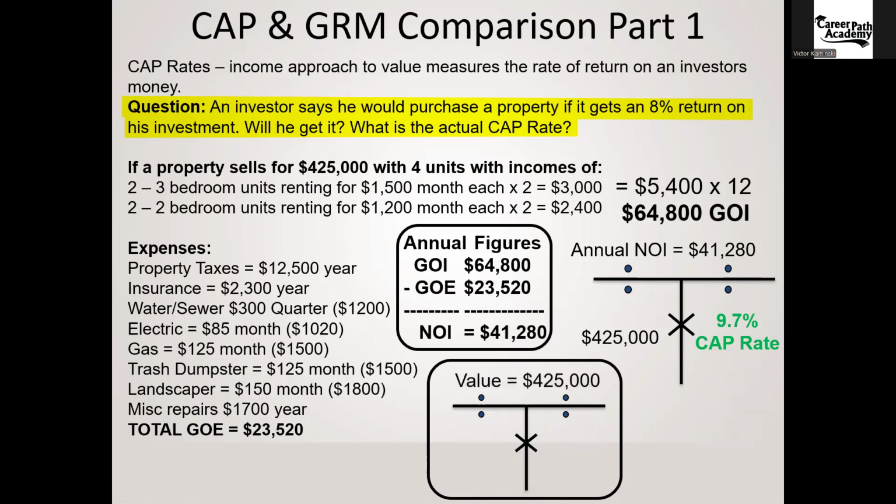All right. So how do we calculate the GRM on this property? Well, draw a T formula again, put the value up top this time and the small number on the bottom, which is the gross monthly rent.